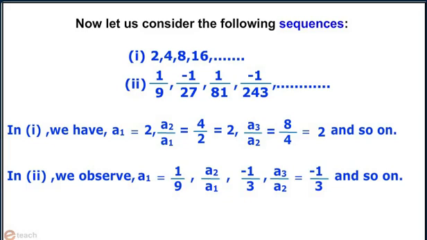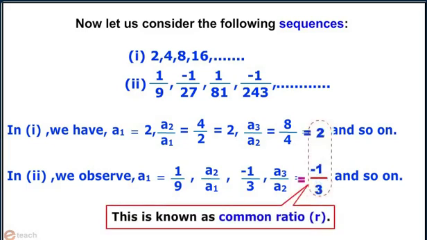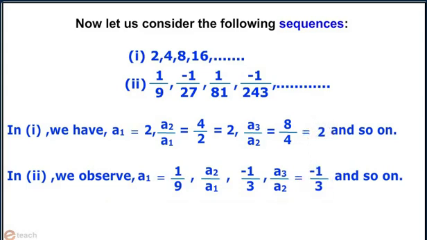We have two sequences. In sequence 1, we have a1 equals 2, a2/a1 equals 4/2, which is also equal to 2, a3/a2 equals 8/4, which also gives 2, and so on. Similarly, in sequence 2, we observe that a1 equals 1/9, a2/a1 equals -1/3, a3/a2 equals -1/3, and so on.